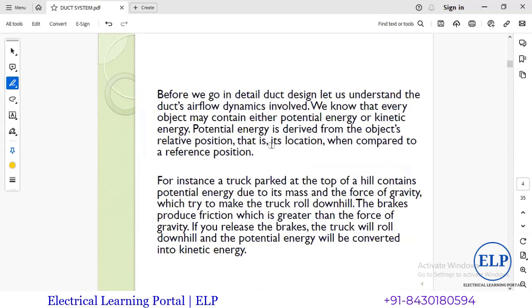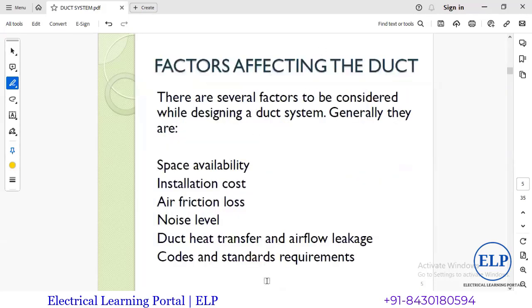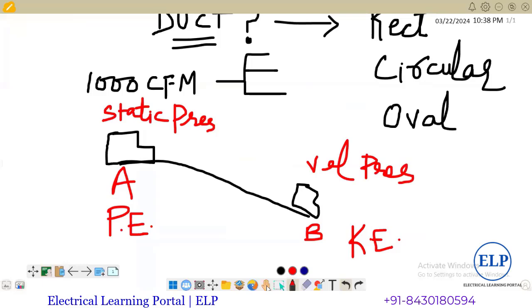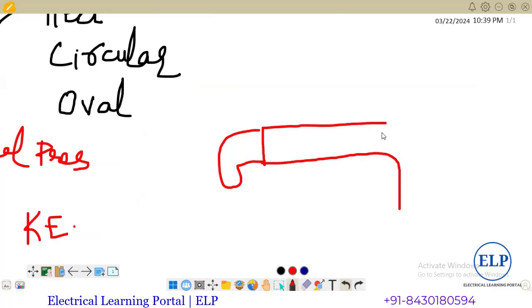Now, as I told you, an example is given here. A truck parked at the top of the hill contains potential energy. You can go through this example also. Now let me explain once again. Suppose this is my fan, and the ducting is connected with the fan. This fan contains a motor which is running the fan.